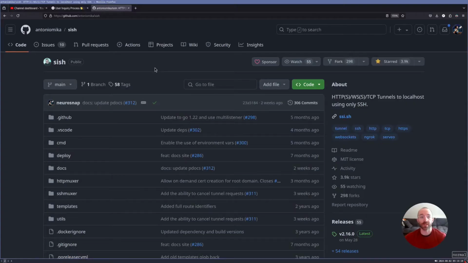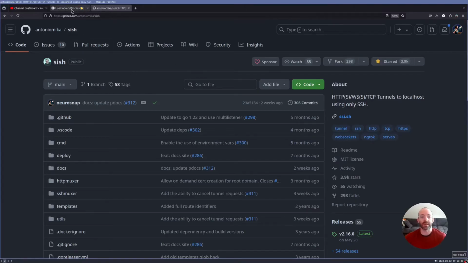Here's the demo. So Tuns is built on Sish, which was written by Antonio, who is the co-founder of Pico. It's an open source library. You can self-host this yourself. We figured it would be nice to create a service that we manage ourselves, so other users can use it and they don't have to do all the provisioning and setup of Sish.